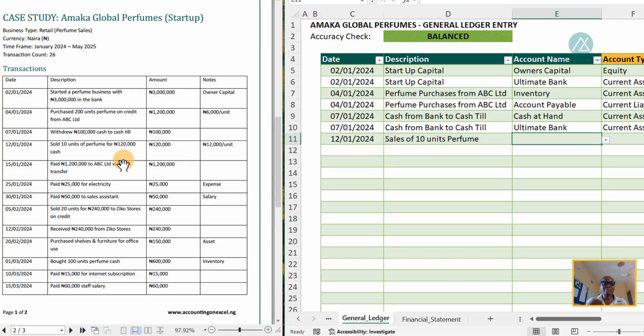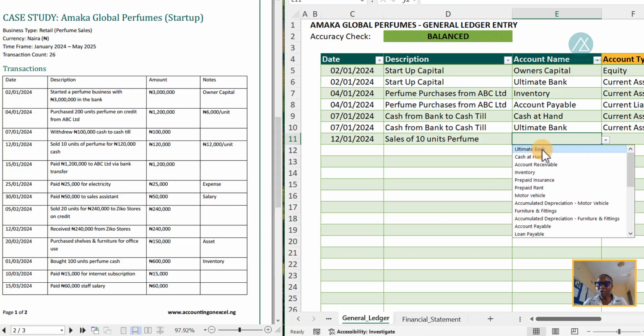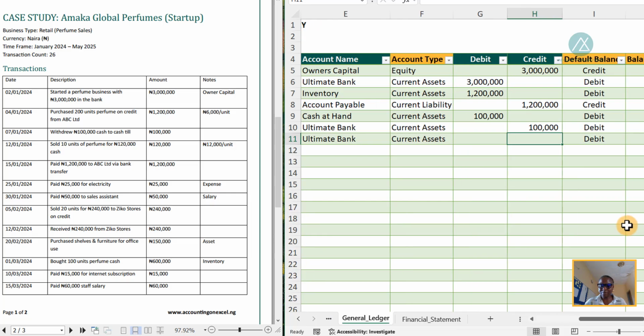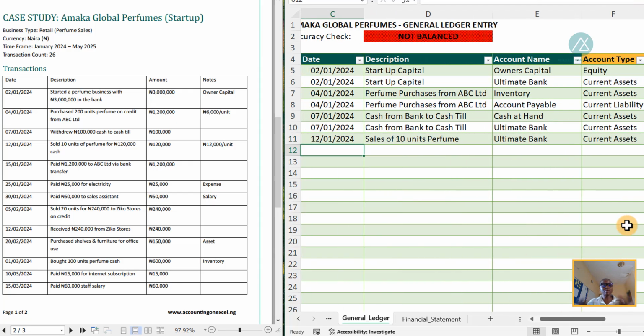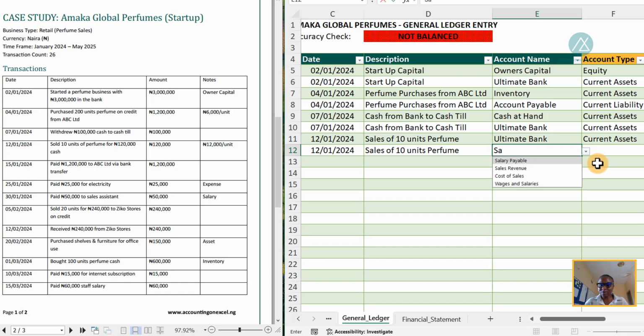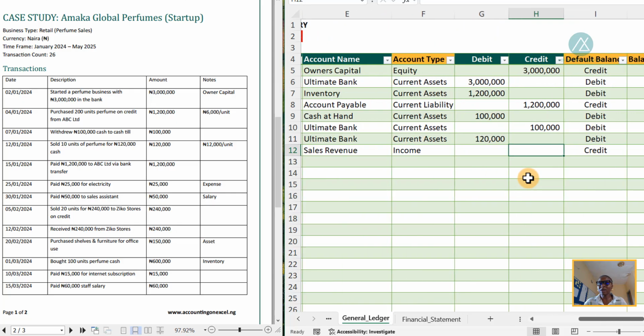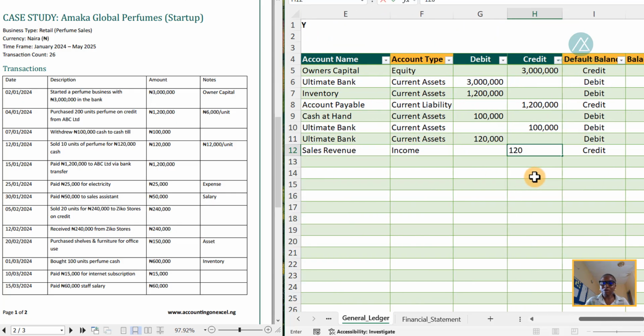We are making sales of 10 units of perfume for 120. That is cash, meaning that the person paid into the bank, right? So we'll just say ultimate bank 120,000, right? Then the next leg is sales, that's revenue, right? So you put, then you select your sales revenue, which is income, right? And income is a credit balance, so you put 120,000, right?